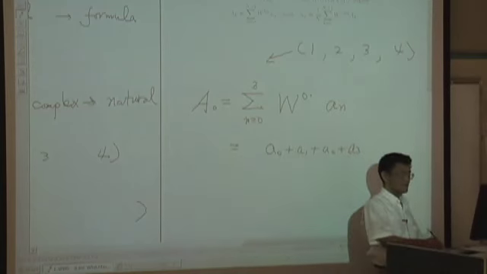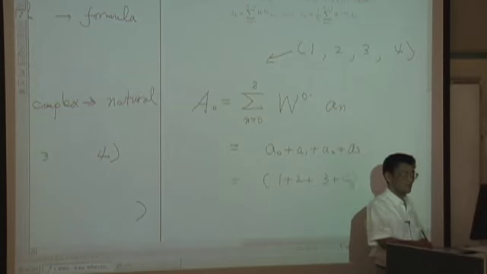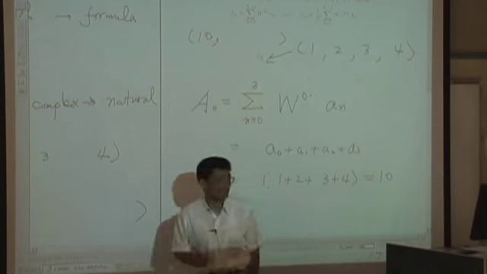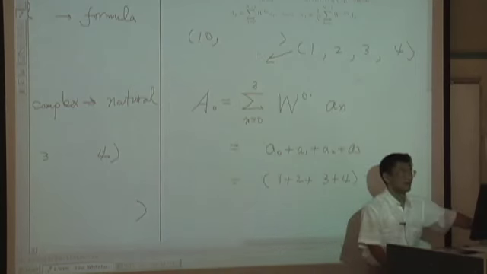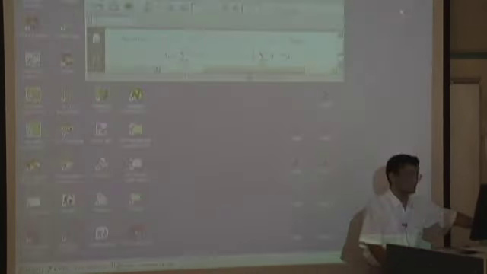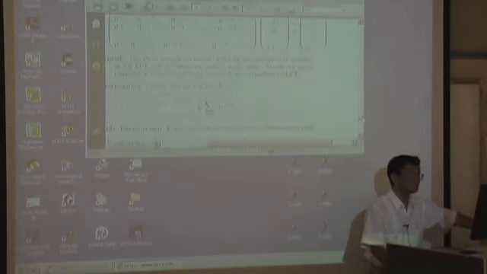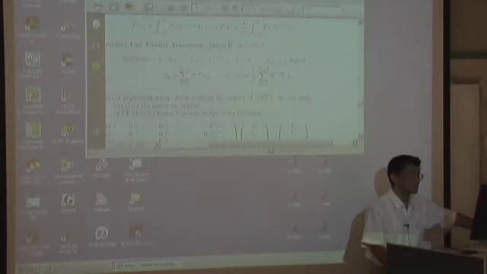So what is this number? 1 plus 2 plus 3 plus 4, which equals 10. Because of this, spectrum has first entry 10. Please calculate second and third on your own. I will let you know W. W is defined here, so I will graph this part. W is determined by this portion. So I will just write it.